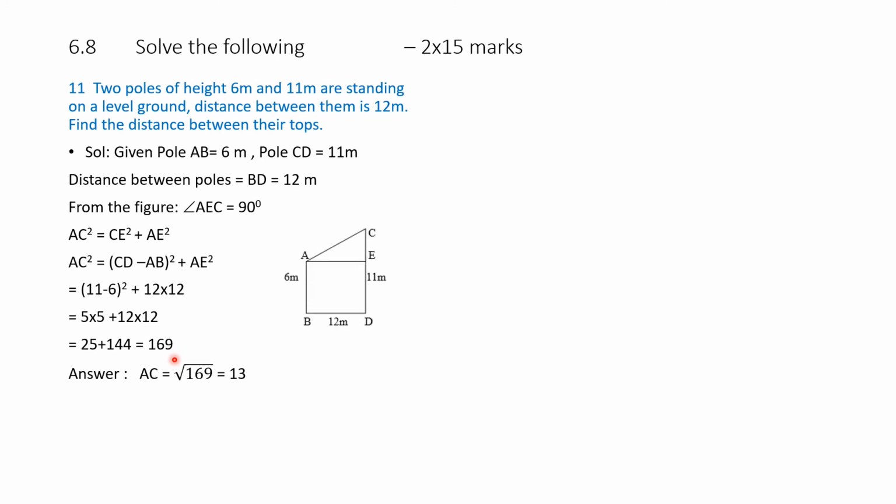Hence, we can find AC is square root of 169, that is equal to 13 meters. So, the distance between their tops is 13 meters. Hence, the answer. Now, next question.